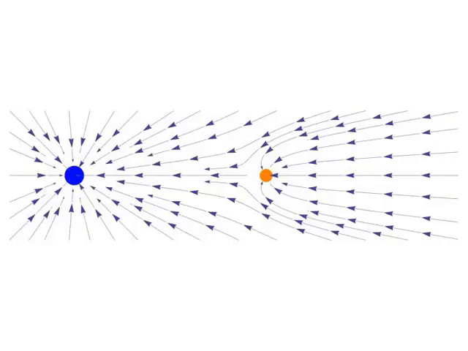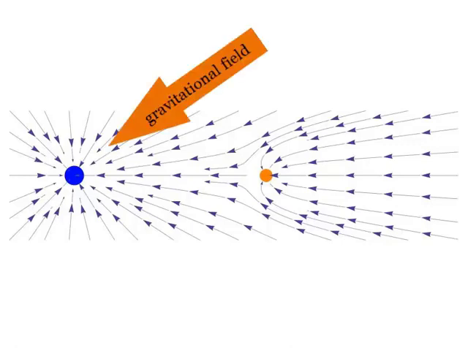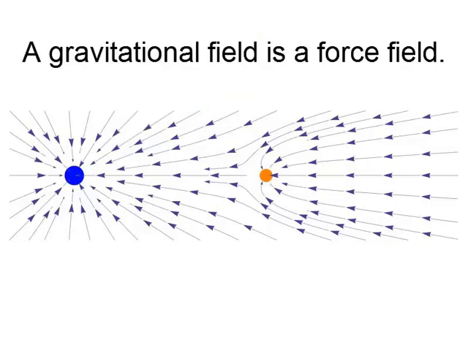We can think of the moon as being in contact with the gravitational field of Earth. A gravitational field occupies the space surrounding a massive body. A gravitational field is an example of a force field. Any mass in the field space experiences a force.